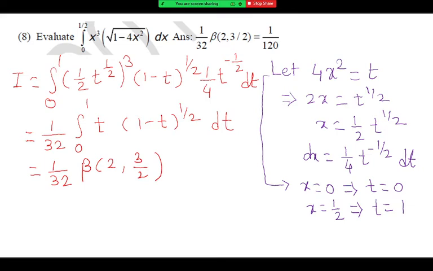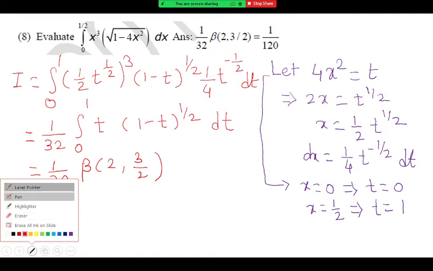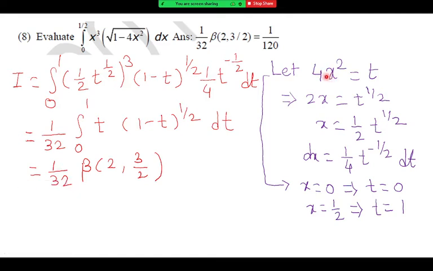You have to check the limit every time. It's not like this question only we are checking. Here only the limits are changing, so because of that we have written it here. In this case, you replace x. See, what are the limits for x? X limits are 0 to half, is it? So when x is 0, t is 0. When x is a half, t is 1. So the limits are written 0 to 1.